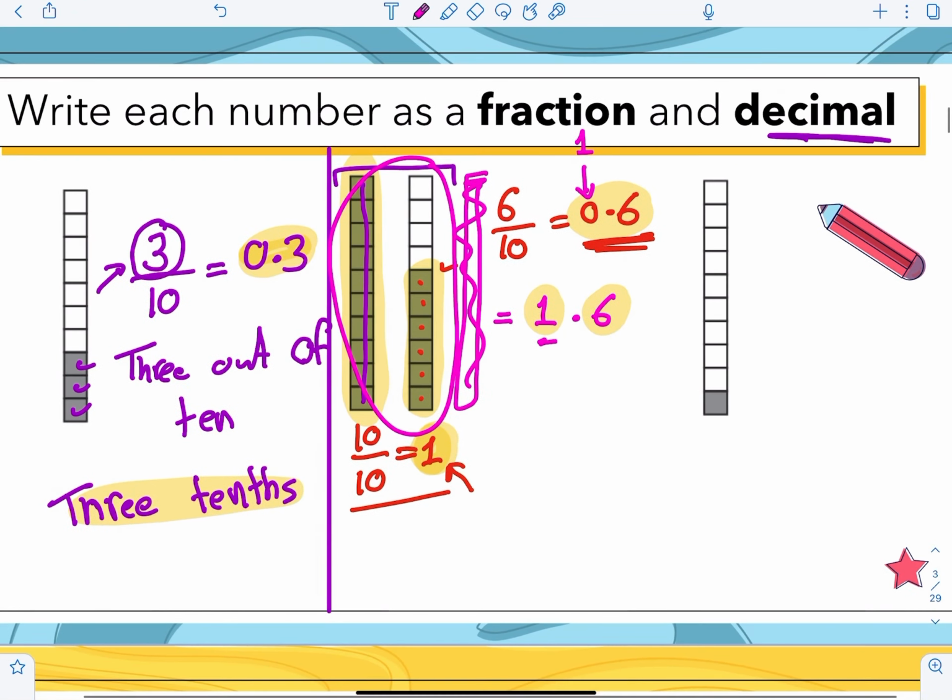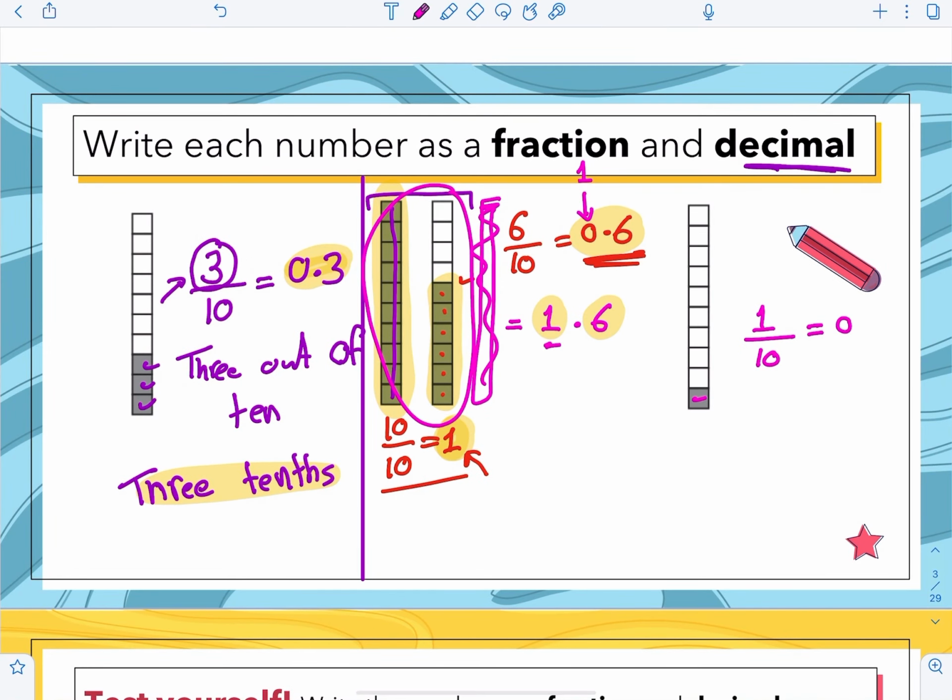Now let's do the last one. Here I have only one shaded part, so it's going to be 1 over 10. And as words, this is going to be 0.1. Now to write that, I can say this is 1/10. Tenth, like that, without the s, because it is just one part.